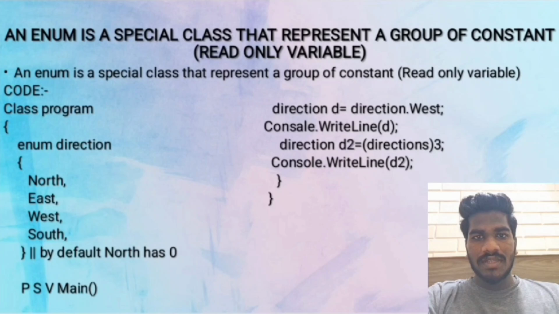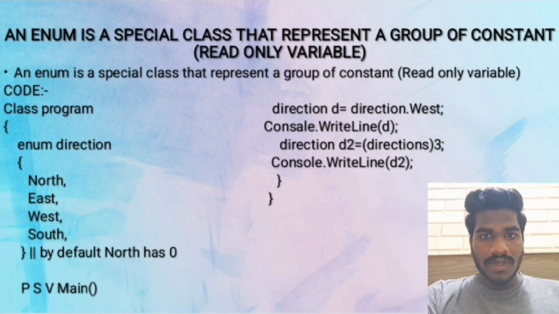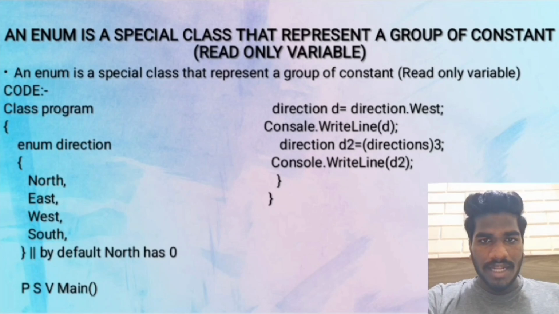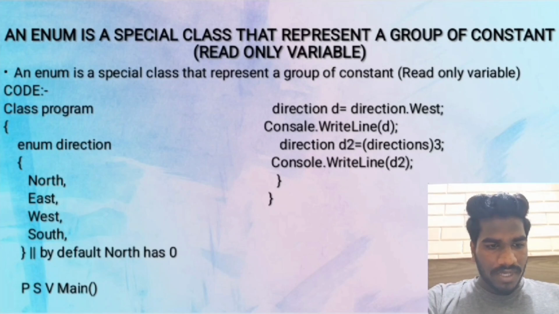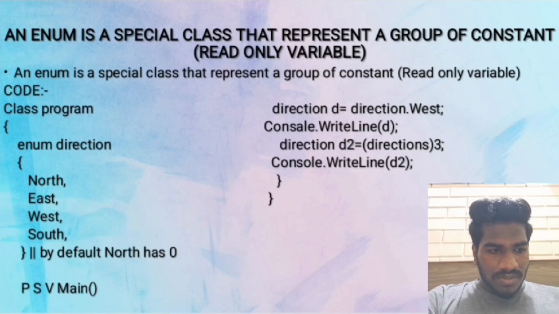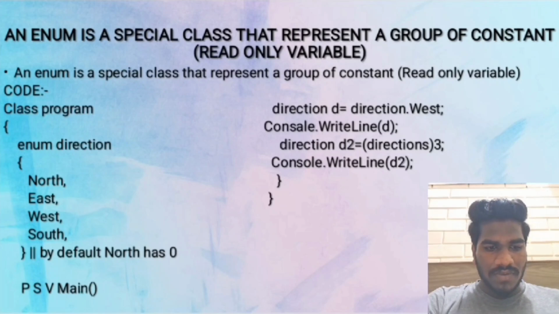First we have seen what an enum is. After that we are going to see the code of enumeration in C Sharp. This defines an enumeration named Directions. By default, the underlying type of an enum is int and the values start at 0. So North is 0, East is 1, West is 2, and South is 3.